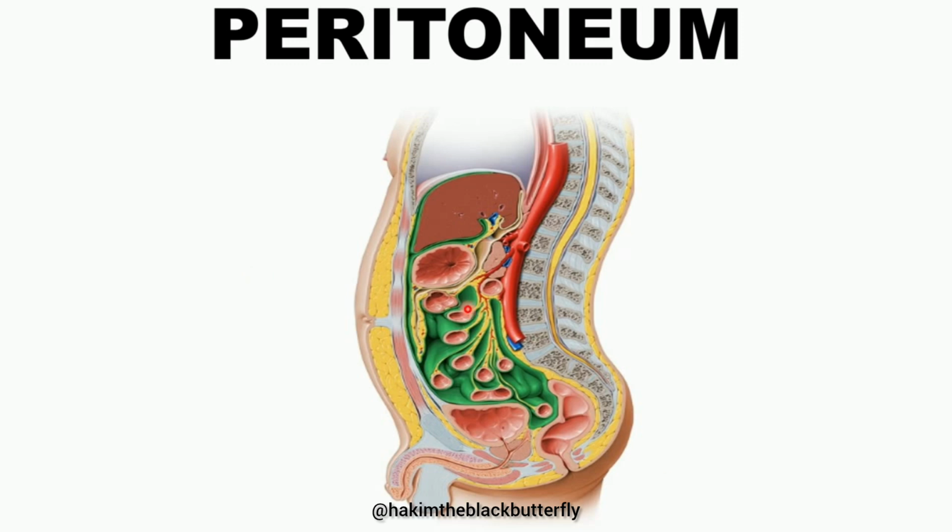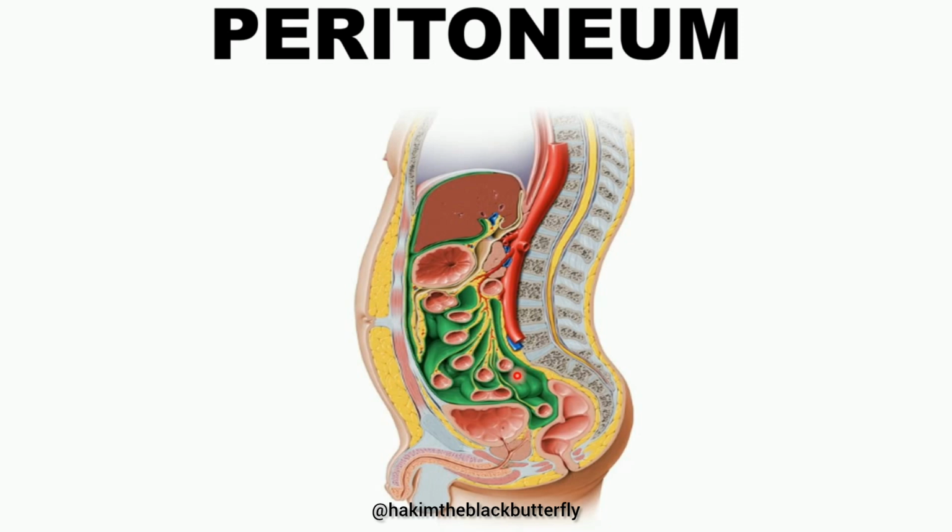Okay, so it's a serous membrane, just like how you remember the pericardium. This is a serous membrane enclosing the organs in the abdominal cavity, as you can see here, but also lining the inner aspect of the abdominal wall.